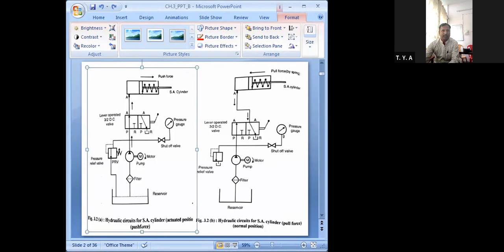Okay, here we have the pressure relief valve, then the shut off valve, and to measure the fluid pressure, the air pressure gauge again separately, and then the direction controller. Okay, so this is a hydraulic circuit diagram, a hydraulic circuit for a single acting cylinder. Actually this is actuated push, that means the push force.